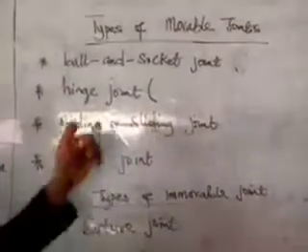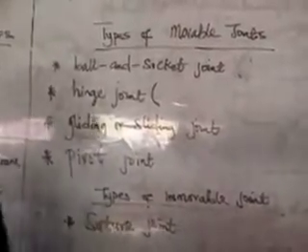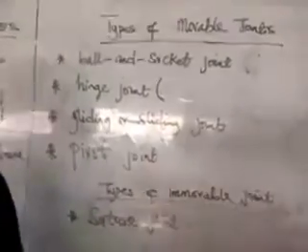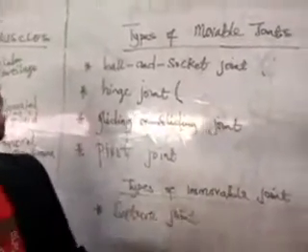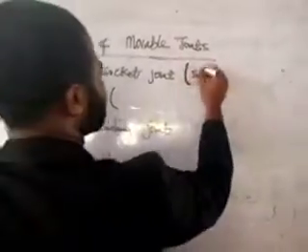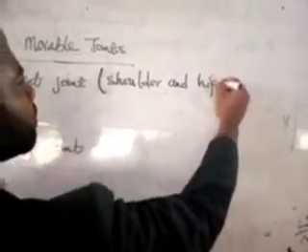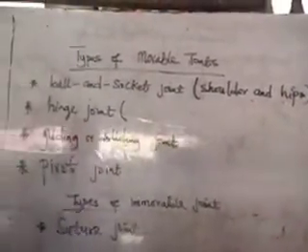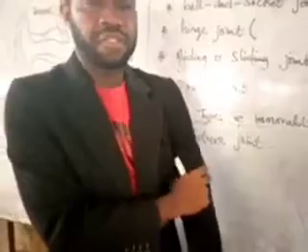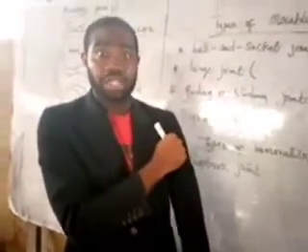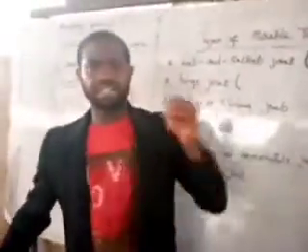Good. Now, the first type of movable joint is the ball and socket joint. The ball and socket joint allows movement in all directions. It can be seen at the shoulder and the hips. In the shoulder, the humerus fixes into a cavity called the glenoid cavity, and a ball and socket joint is formed, which allows movement in different directions.